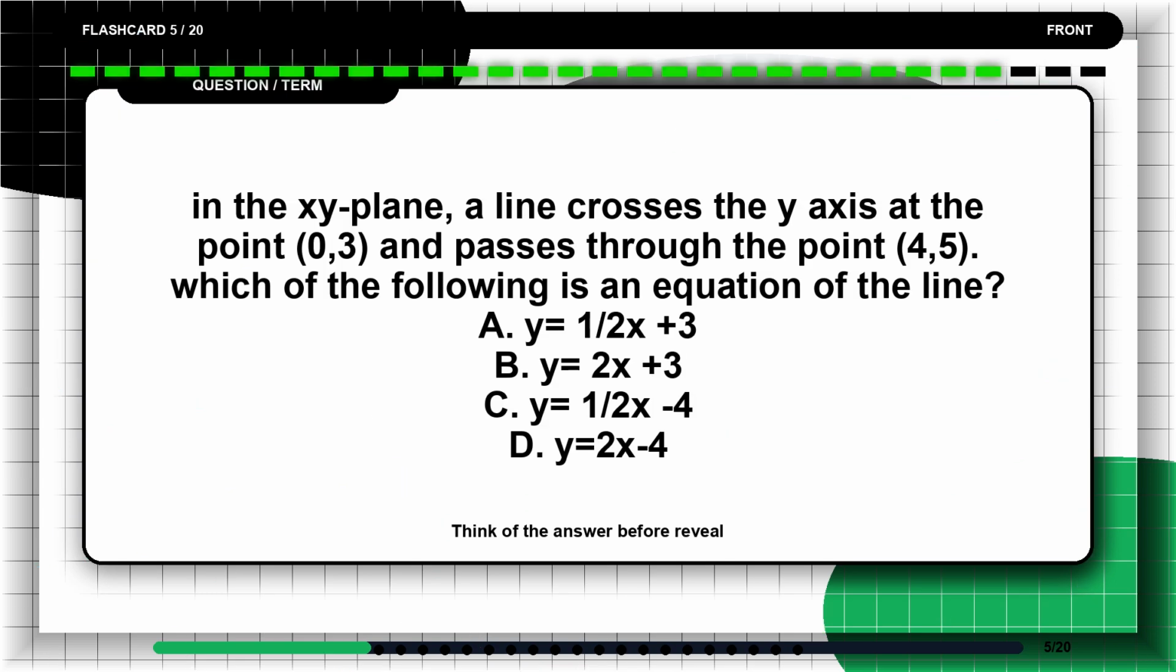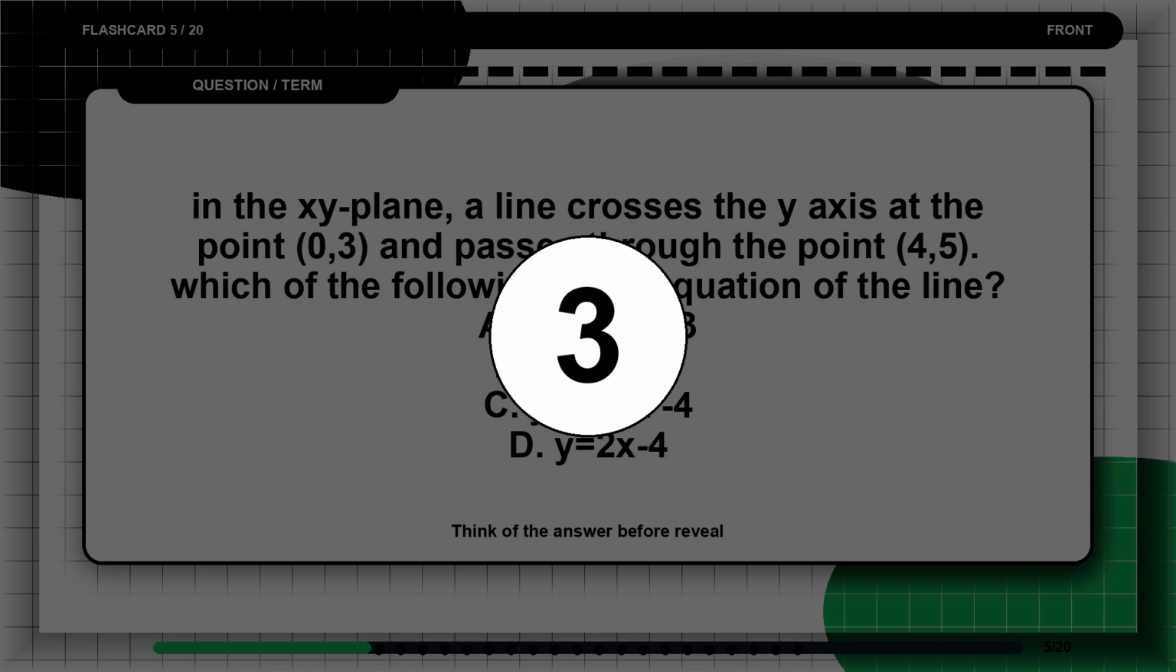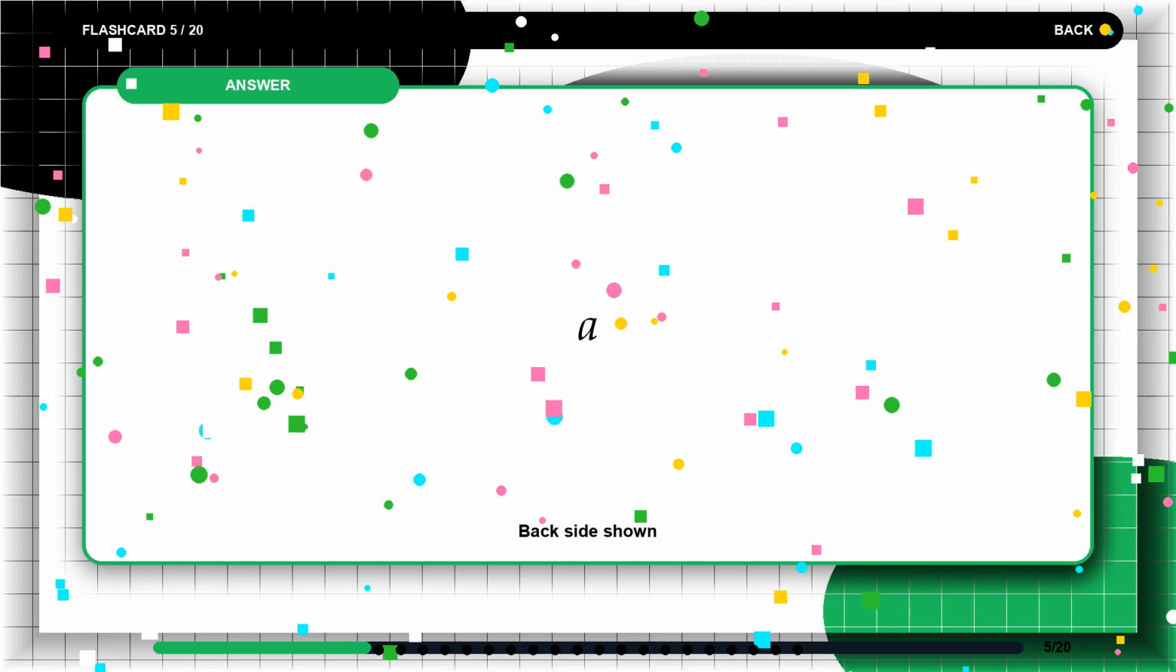Flashcard 5. In the xy plane, a line crosses the y-axis at the point (0, 3) and passes through the point (4, 5). Which of the following is an equation of the line? A. y = 1/2 x + 3, B. y = 2x + 3, C. y = 1/2 x + 4, D. y = 2x + 4. Pause and think of the answer before the reveal. The answer is A.